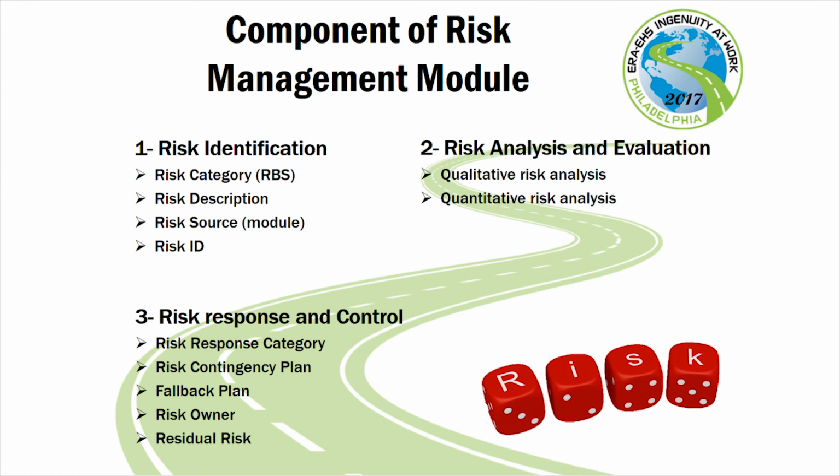Components of a risk management module. The first one is risk identification: the categories, the description, the source, the ID. The second is the analysis and evaluation, right? Once you have the identification, you have to do the analysis, so the qualitative and, of course, quantitative analysis. And the third is the risk response and control. So how are you going to respond, as you saw previously? Having a contingency plan in place, a fallback plan, somebody who's actually going to keep track of all this, the risk owner, and residual risk.